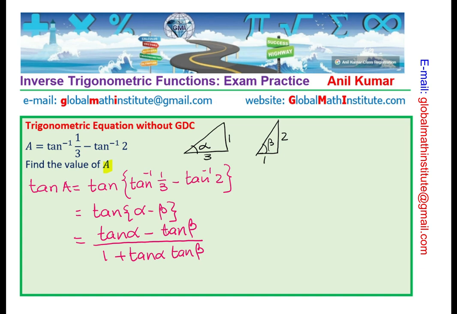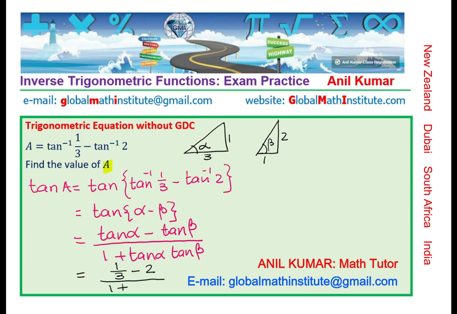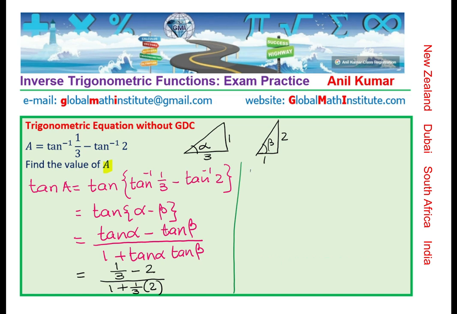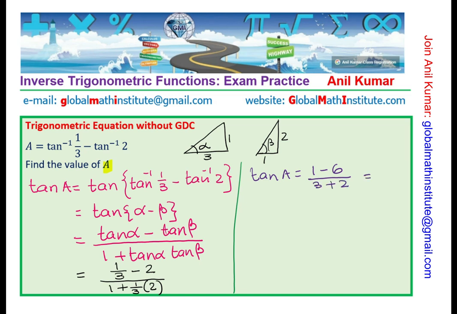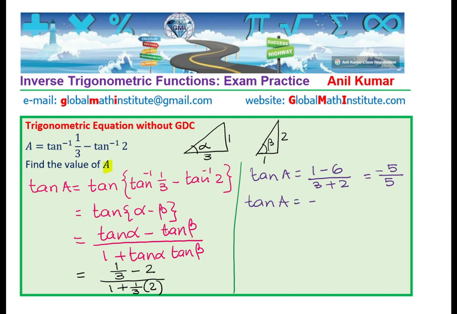Now clearly from here, tan alpha is 1 over 3 and tan beta is 2. And therefore, we can write down these values here. We have tan A as 1 over 3 minus 2 over 1 plus 1 over 3 times 2. Makes sense, right? And now we can find the value of tan A. So tan A is equal to 1 over 3 minus 2 over 1 plus 2 over 3, right? Let's multiply by 3 both the sides. So we get 1 minus 6 over, multiplying the denominator by 3, we get 3 plus 2, which is minus 5 over plus 5. So we have a value of tan A equal to minus 1.